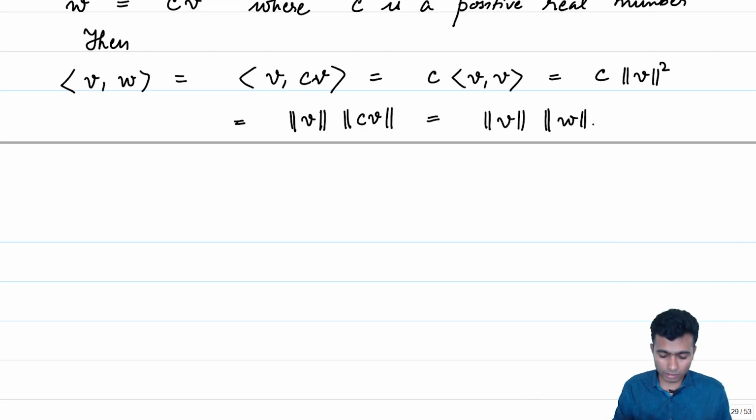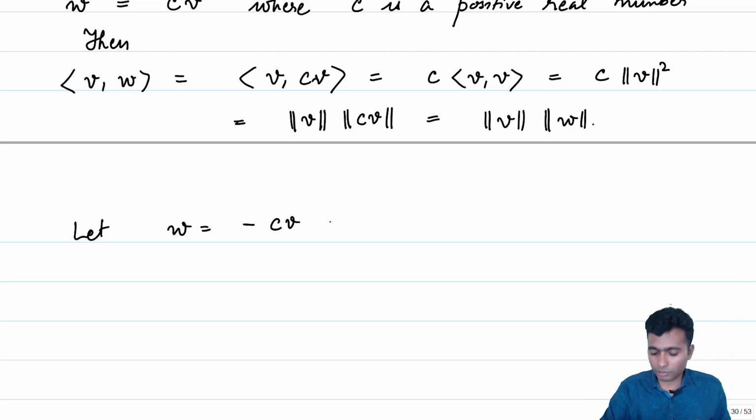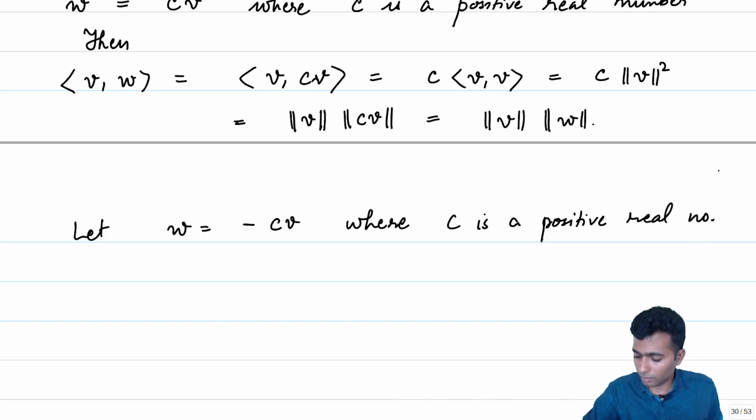What if C is a negative real number? Let's not put it this way. Let W be minus of CV, where C is a positive real number. That means it's a negative real number times V. C is a positive real number. Now what can we say about what is written above? Where do things start changing?